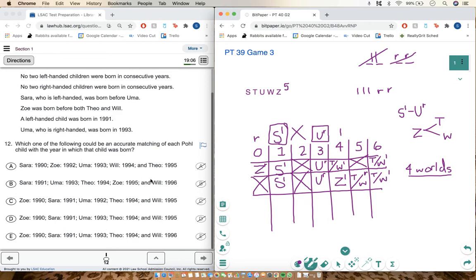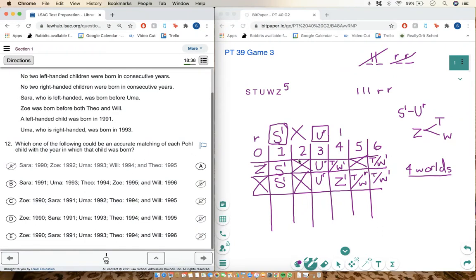So question number 12 is asking which one of the following could be an accurate matching of each child with the year in which that child is born. Okay, so in A, we're looking at an example where Sarah is in 1990. Well, we know Sarah can't be in 1990, so we can cross that one out. Here we're looking at Sarah in 1991. Okay, that works for both combinations. U is at 1993. That works for both combinations.